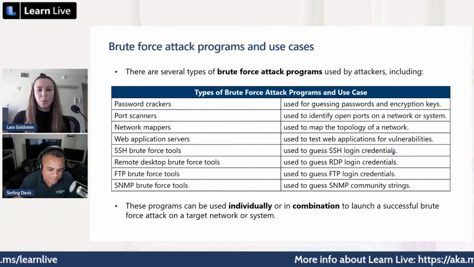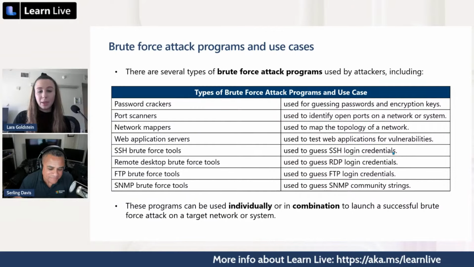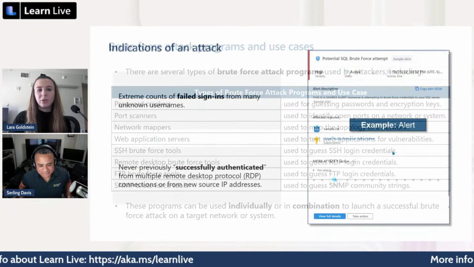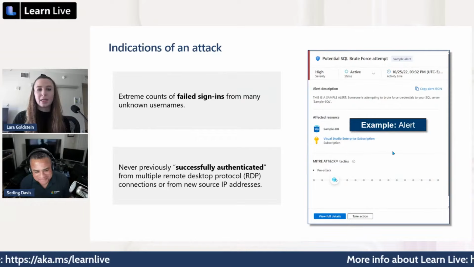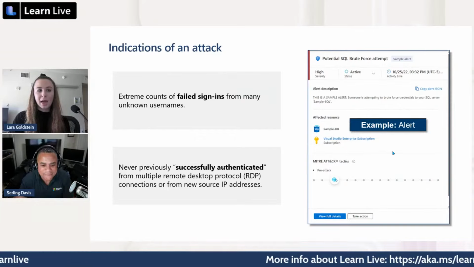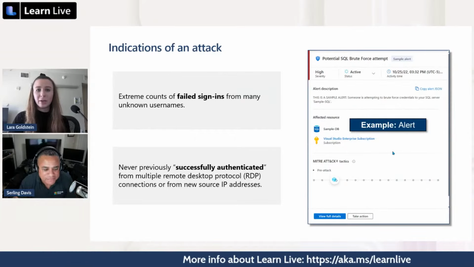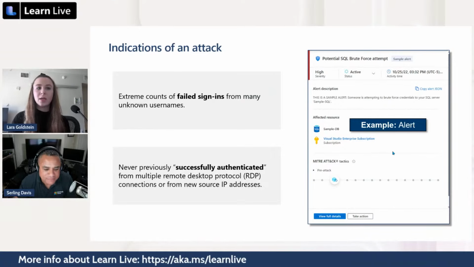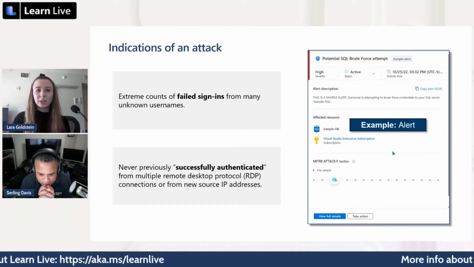So then when the brute force attack happens, Defender for Cloud is going to alert you, and we'll see that in the next slide. So it's going to give you an alert when it detects indications of a brute force attack, including extreme counts of failed sign-ins from unknown usernames and new authentications from multiple RDP connections or a new source IP address.